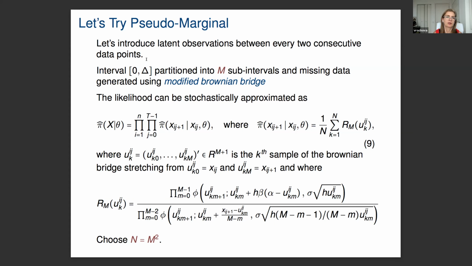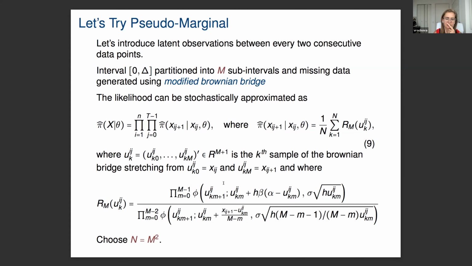The trick here is to regard the observations in between two time points as latent data. Then we can approximate the likelihood by sampling this latent data in between those discretized points, and obtaining the likelihood from sampling these latent variables and constructing it from these transition functions.